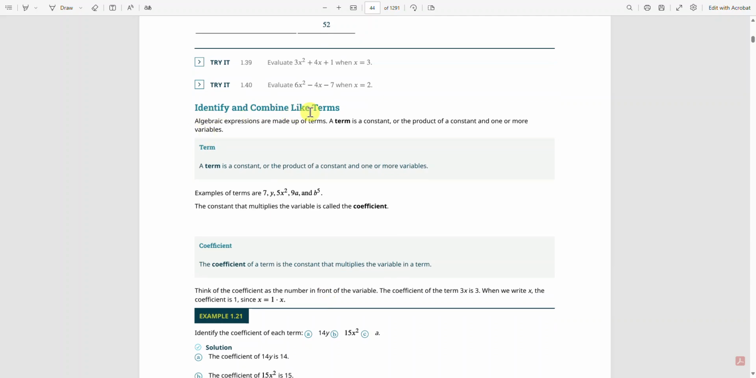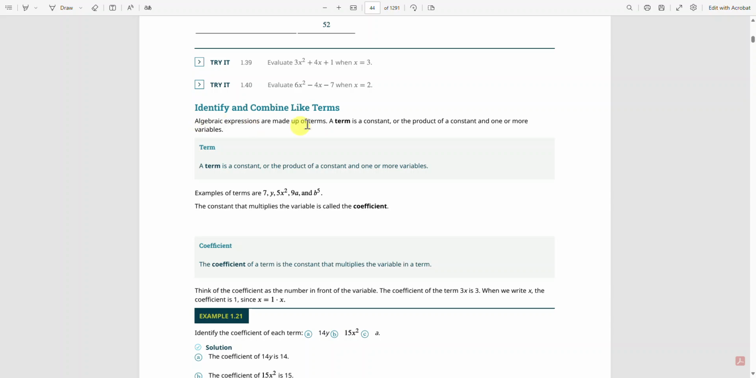Identifying and combining like terms. Remember, our goal is to simplify expressions. So if an expression has terms in it that are similar, they're like each other, they can usually be combined to simplify the expression, okay? So we want to learn how to identify like terms and then how to combine like terms, all right? How to identify and combine like terms. Like means similar, terms that are like one another, terms that are similar, they have something in common.